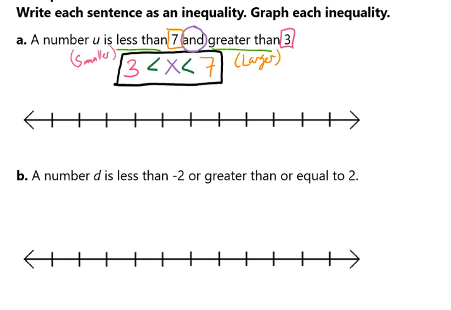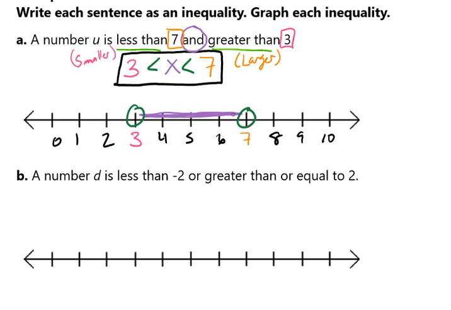So we're going to have our 3, and then 4, 5, 6, 7, 8, 9, 10, and then 2, 1, 0. So we're going to have an open circle at 3 and an open circle at 7, and because it's an and, that means that our points are connected with a line.